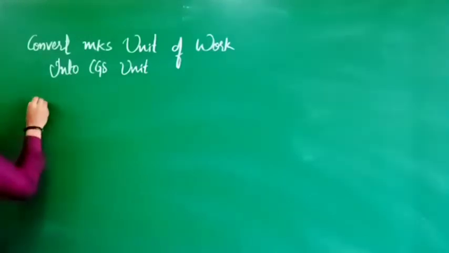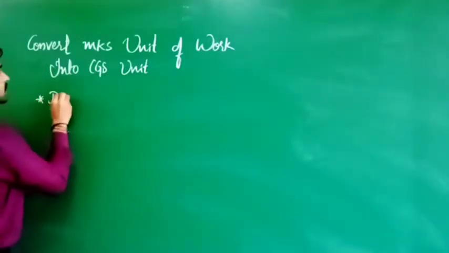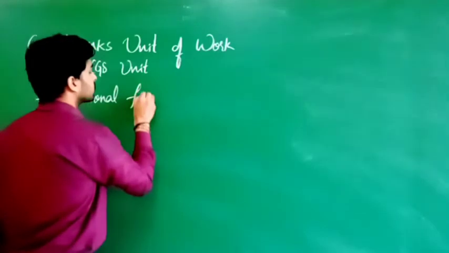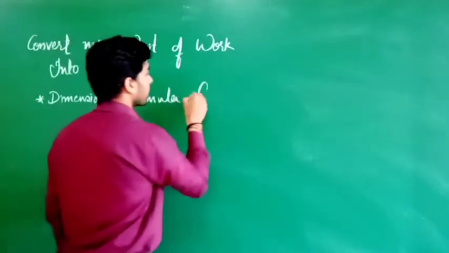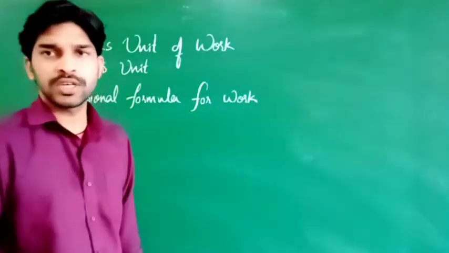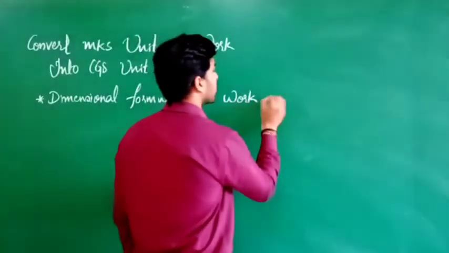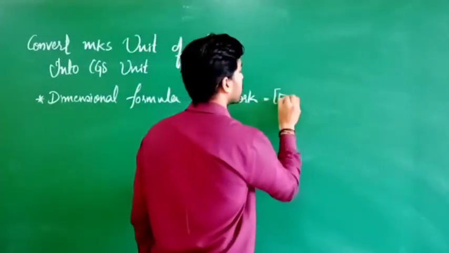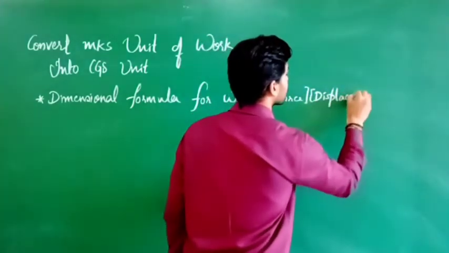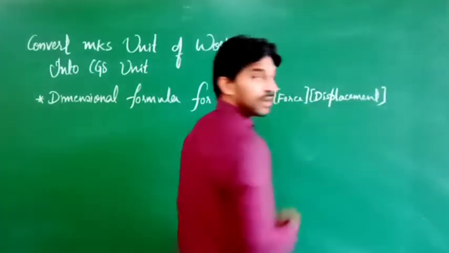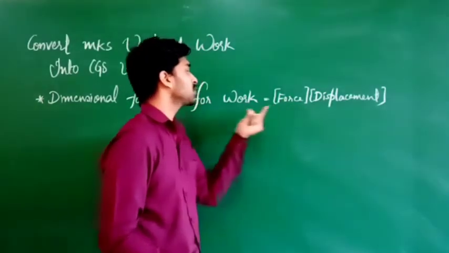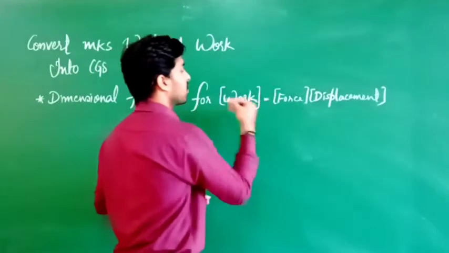First, write the dimensional formula for work, correct? Basically, what is work? Work is nothing but force into displacement, correct? So for work we can write the dimensional formula for force into the dimensional formula for displacement. The product of these two will give us the dimensional formula for work, correct?